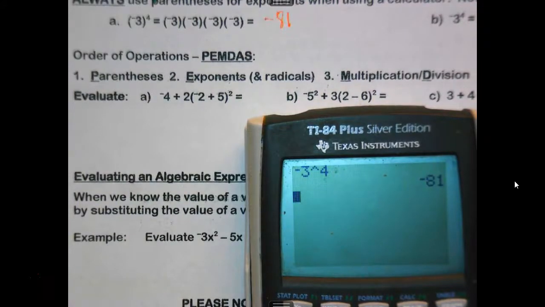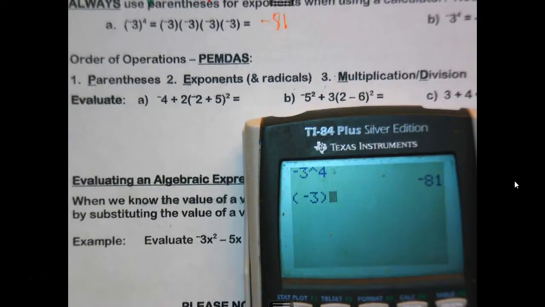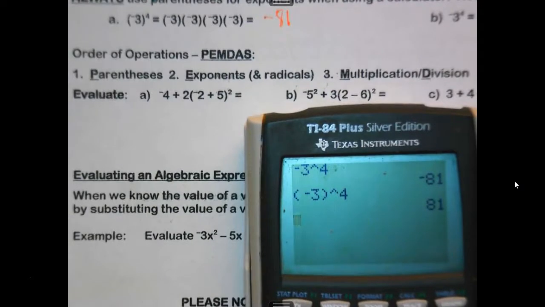It's positive. Yes. We're taking negative 3 times itself 4 times. If you're using your calculators, you take negative 3, put it in parentheses, and raise it to the 4th. Then you get your positive. You want to know why that happens?